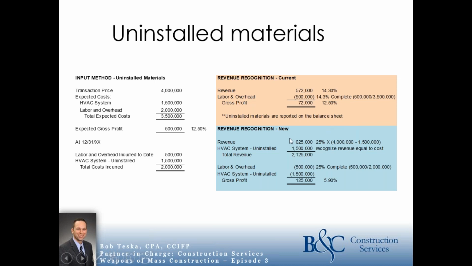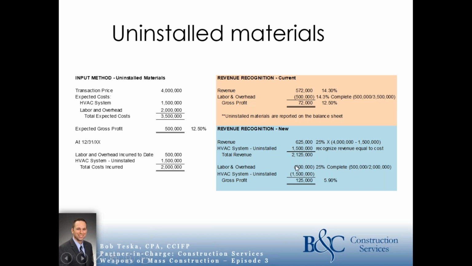Under the new RevRec, you actually do two things. You consider the percentage of completion of the labor and overhead separately from these uninstalled materials. So you would do the $500,000 over the $2 million, which is about 25%. So 25% of your non-materials costs have been incurred. You recognize revenue on that piece of $625,000, and then you recognize revenue of $1.5 million from the uninstalled materials. So you're going to have revenue of $2.125 million.